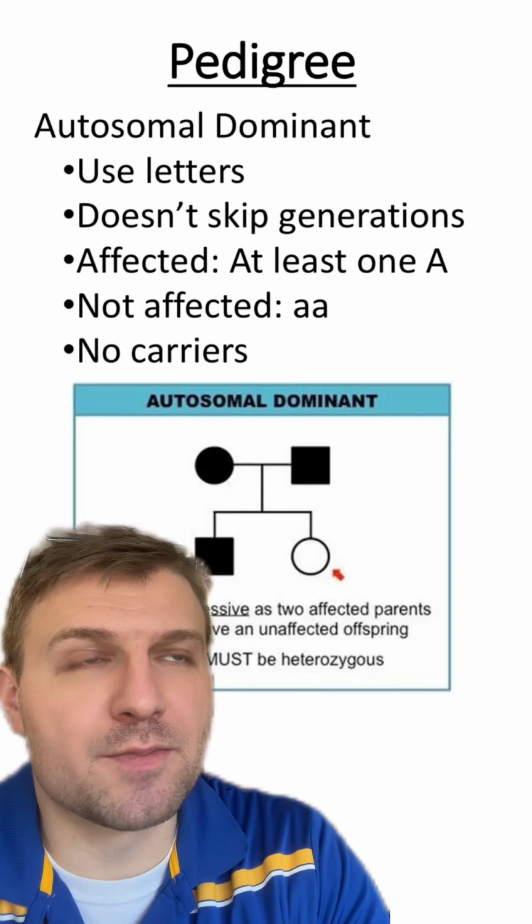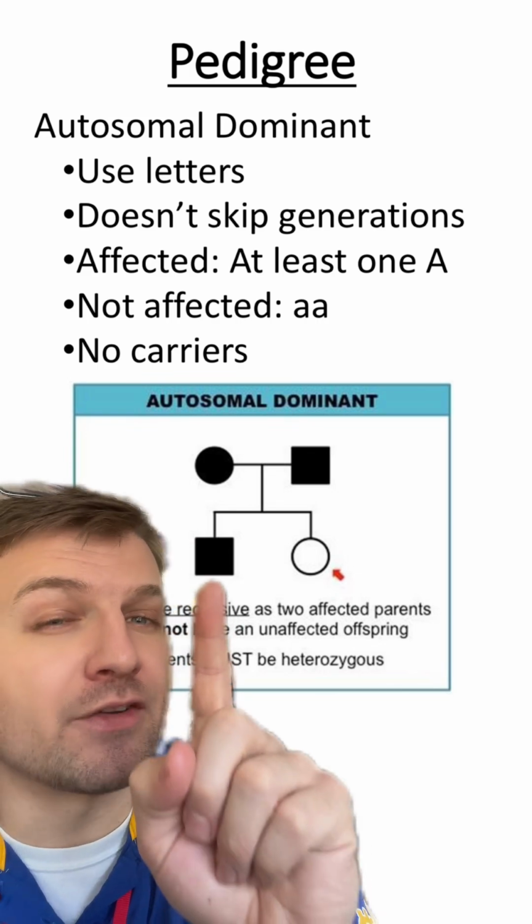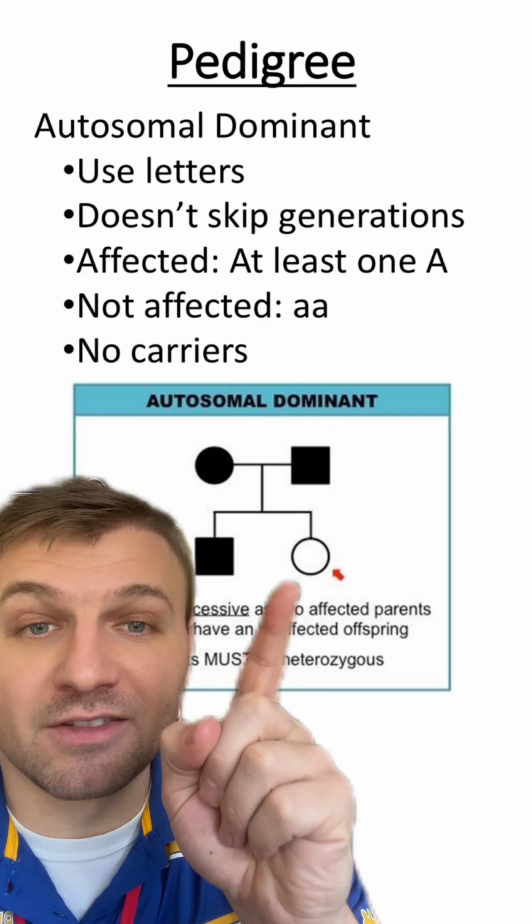Autosomal dominant traits are kind of the opposite. We still use letters, but these don't typically skip generations. Affected individuals that are shaded in have at least one big A. People that do not have a trait are homozygous recessive. That means they have little a little a.